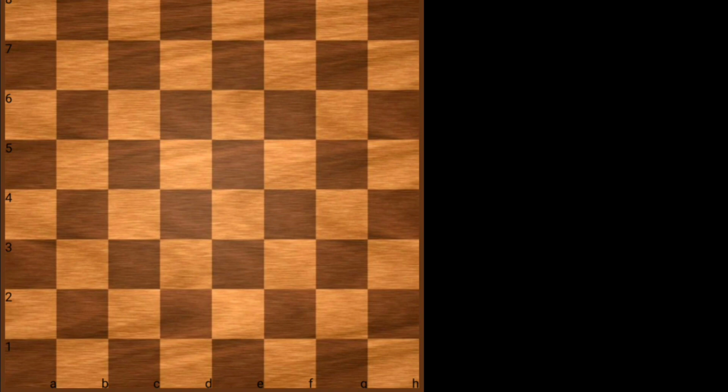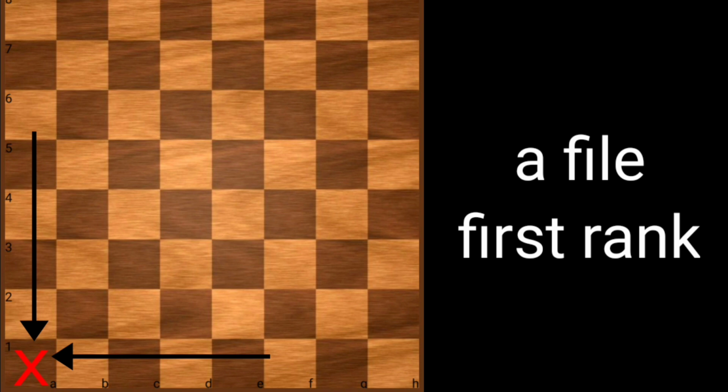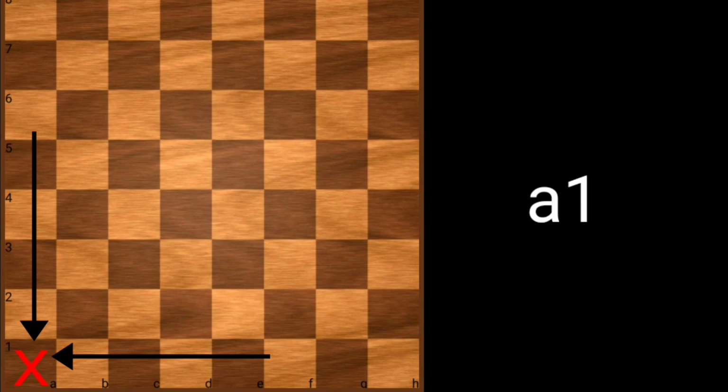Now you already learned that there are 64 squares on a chessboard. Each square has its own name. So let's move on to that. First you want to look at which file this square belongs to. Yes, right, A file. Now you want to look at which rank this square belongs to. Yes, first rank. So the file name is followed by the rank name. So the name of the square is A1.